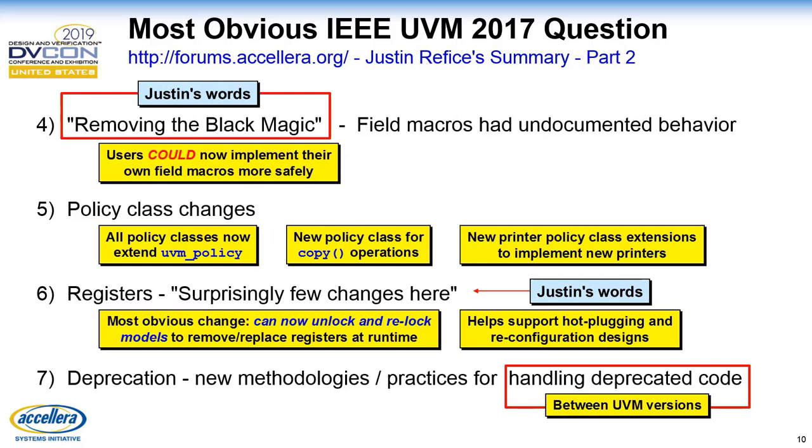Continuing, removing the black magic. That was Justin's words having to do with field macros, some of the undocumented behavior related to field macros. And so users could now implement their own field macros more safely. Policy class changes. And so all policy classes now extend UVM policy, and there's now a policy class for the copy commands and new printer policy classes to help you implement new types of printers.